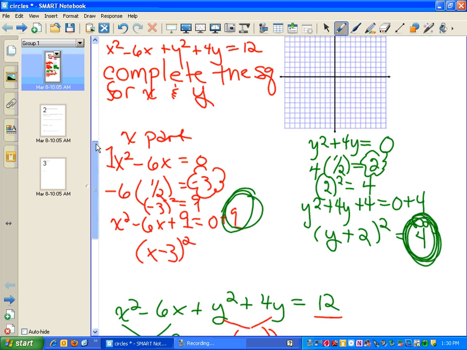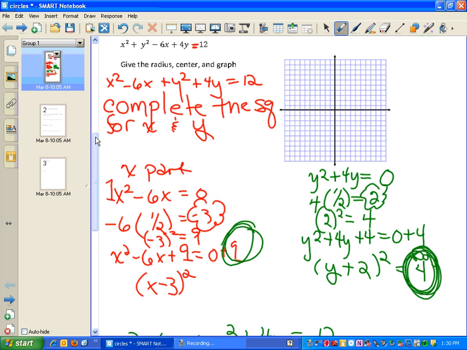Our center is at, is it 1, 2, 3? Is it 3, negative 2? And then 1, 2, 3, 4, 5 in each direction.